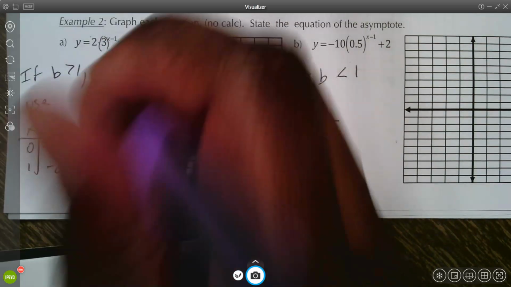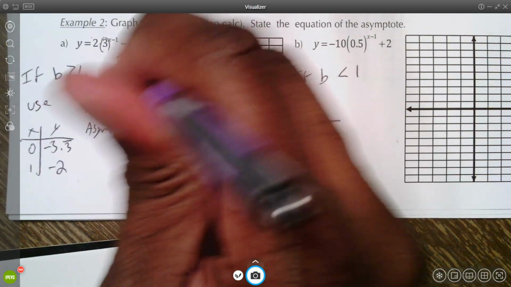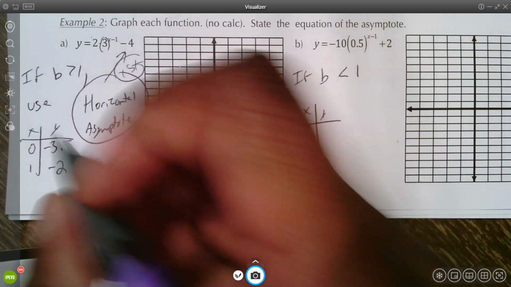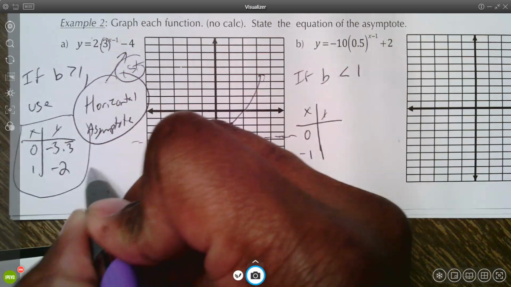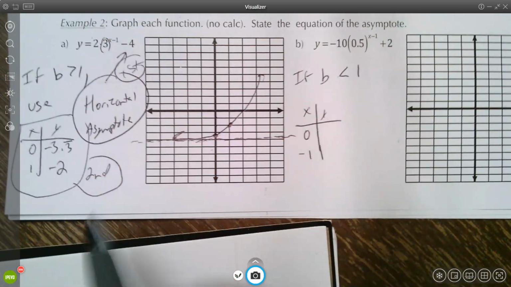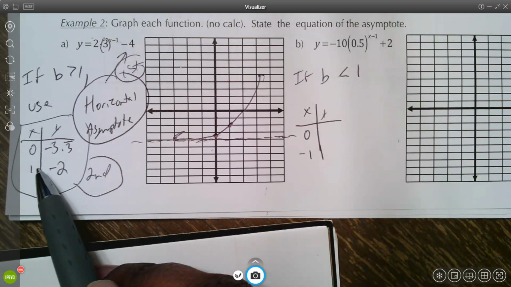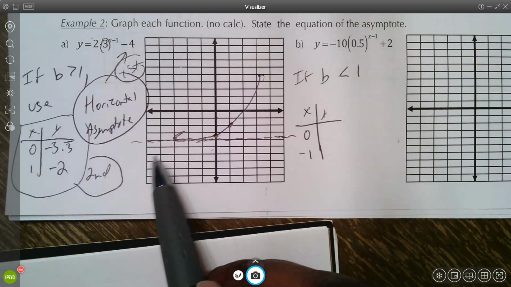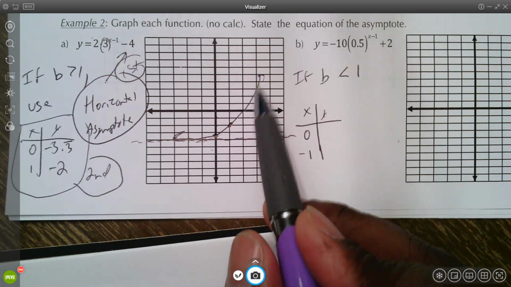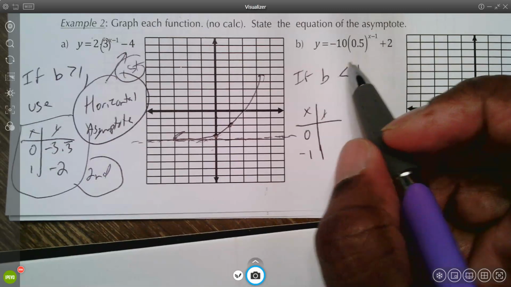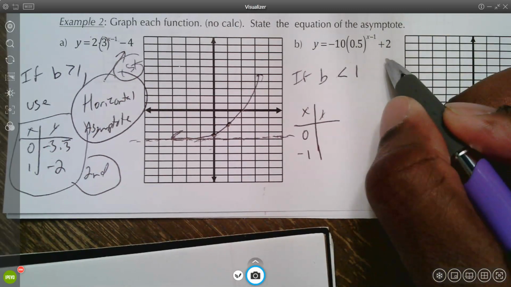So what you want to do first is find a horizontal asymptote. And then second, find 2 points using either (0, 1) or (0, -1). And then third, graph it all. So let's get started here. Our first step, we find a horizontal asymptote.